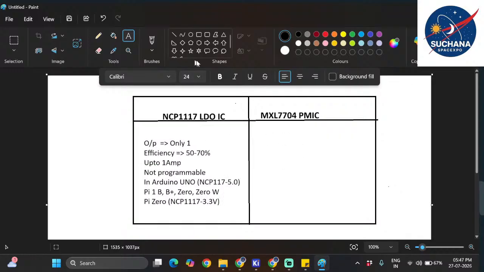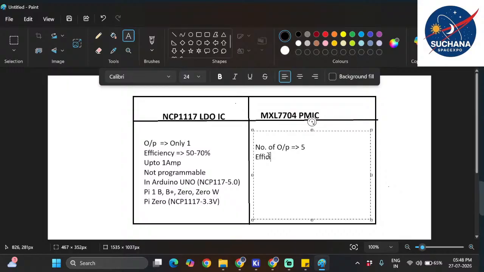Now we will do the comparison with Max Linear 7704. We need to understand the efficiency and all these parameters again. I'm beginning with my first point, number of outputs. How many? It would be 5, so in total it will be producing 5 outputs. In these 5 there are 2 categories: 4 come under one category and one output comes under another category. I will explain what those 4 outputs are and what the remaining one is. Okay, the next point is efficiency.